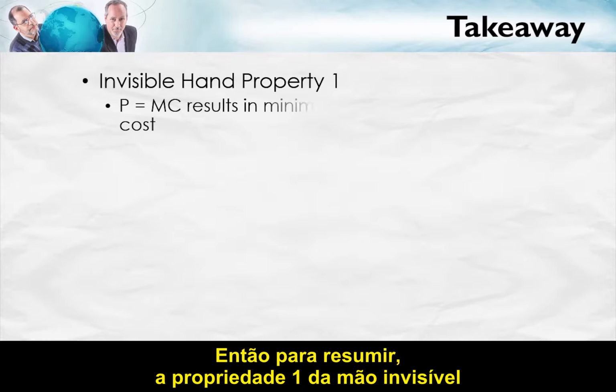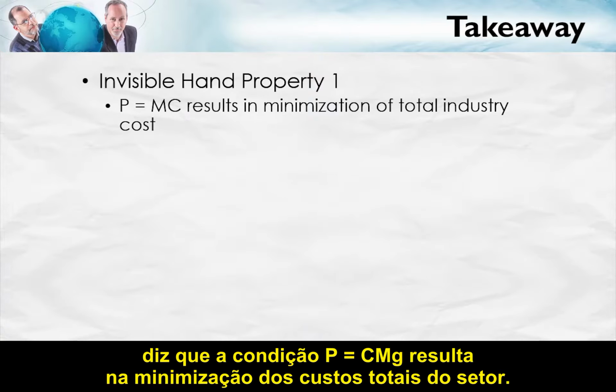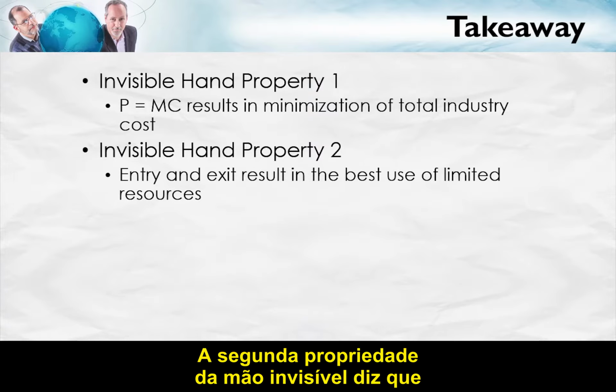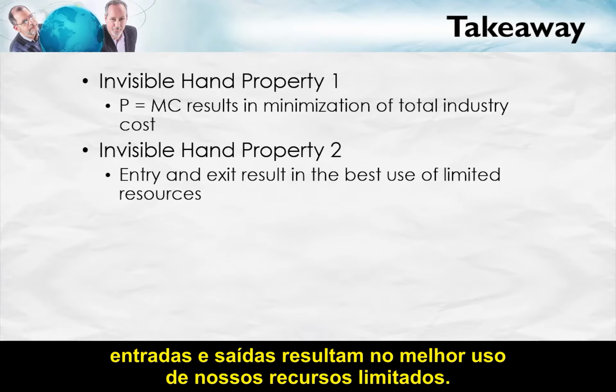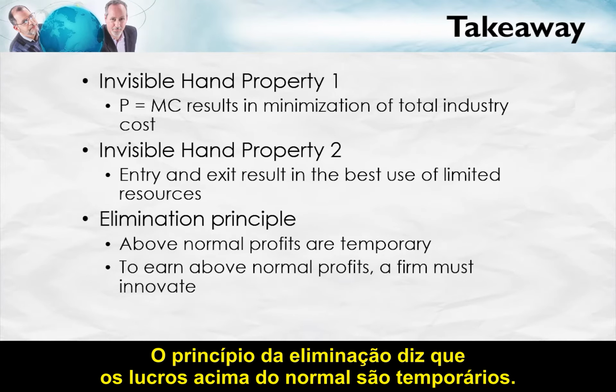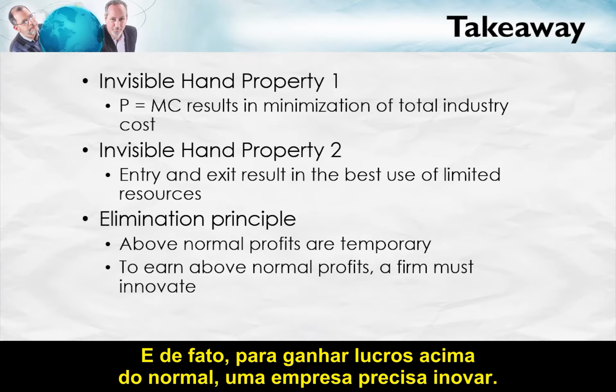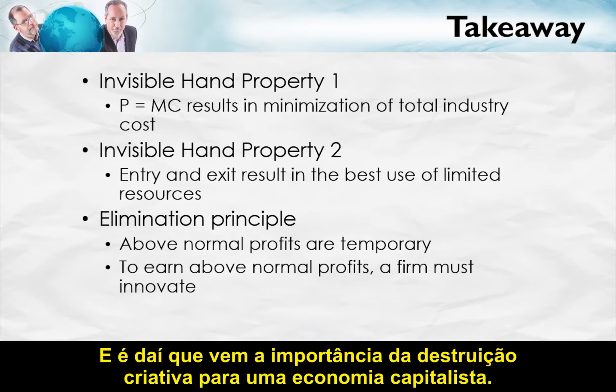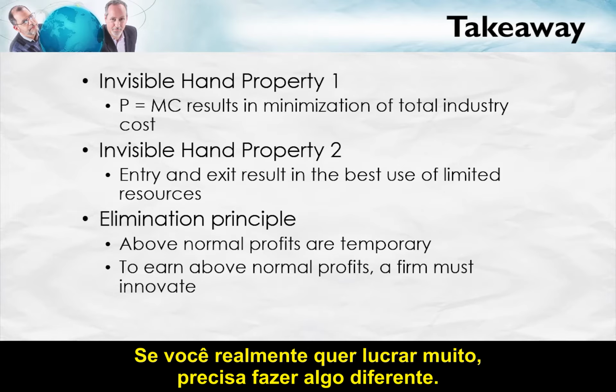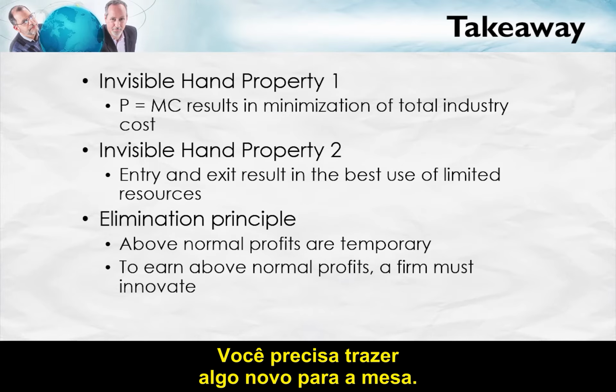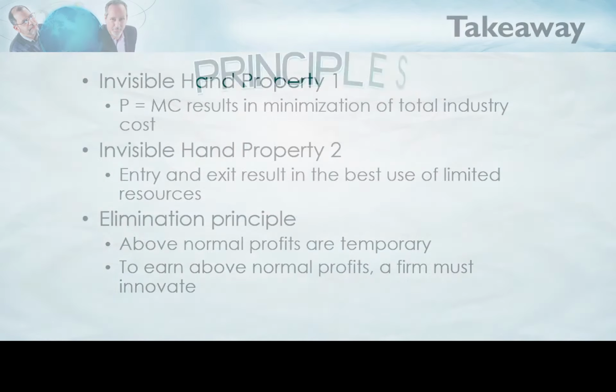So just to summarize, invisible hand property 1 says that the P equals MC condition results in the minimization of total industry costs. Invisible hand property 2 is that entry and exit result in the best use of our limited resources. The elimination principle says that above normal profits are temporary. And indeed, to earn above normal profits, a firm must innovate. And this is where the importance of creative destruction for a capitalist economy comes from. If you really want to profit a lot, you've got to do something different. You've got to bring something new to the table. You have to bring an innovation.